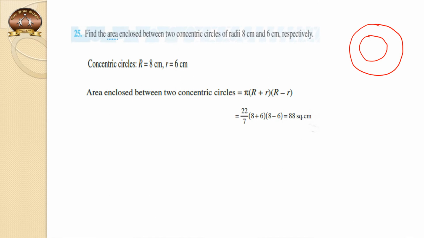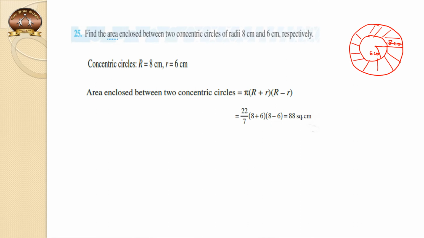So here they have given two radii. The radius of the larger circle is 8 centimeter and the radius of the smaller circle is 6 centimeter. I have to find out the area enclosed between them, that is what I have shaded, that area I have to find out.